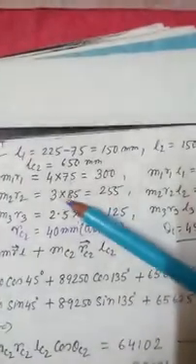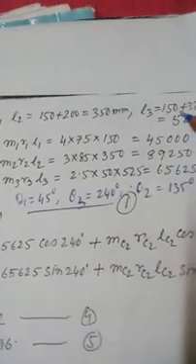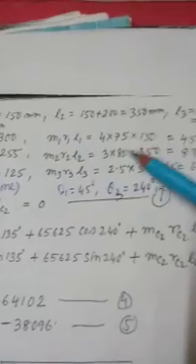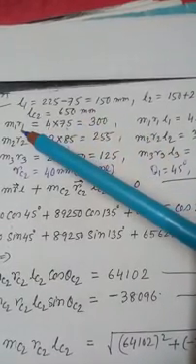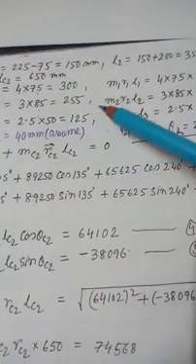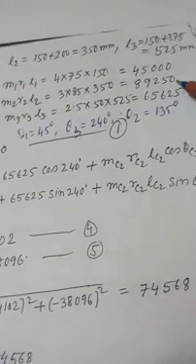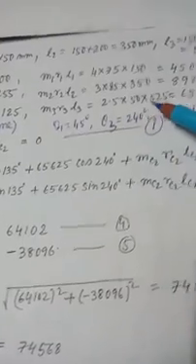Now you understand here the solution is just to see L1, L2, L3, LC2, because LC1 is 0. M1 R1, M1 R1 L1, this. M2 R2, M2 R2 L2, this. M3 R3, M3 R3 L3, this.